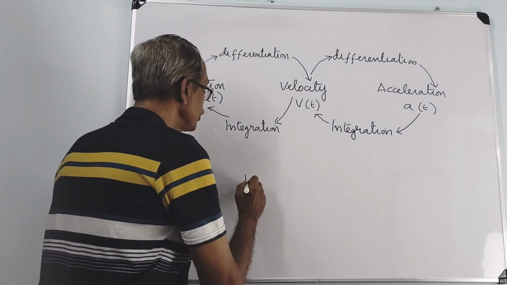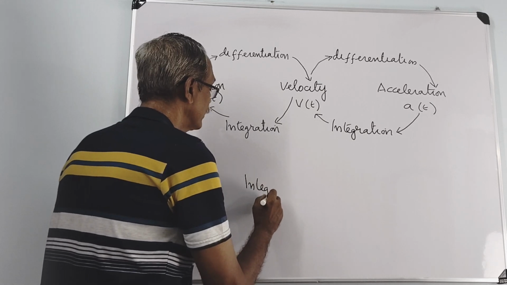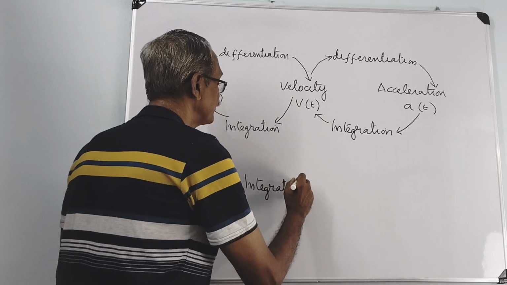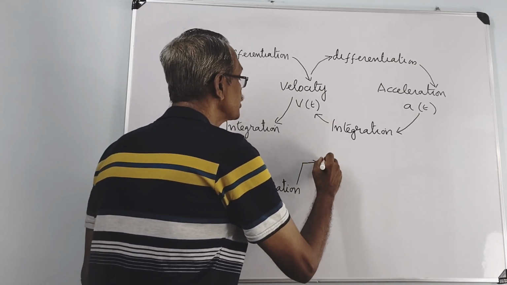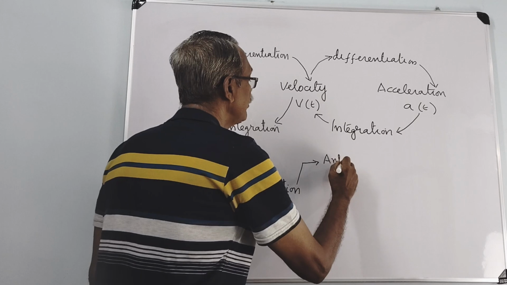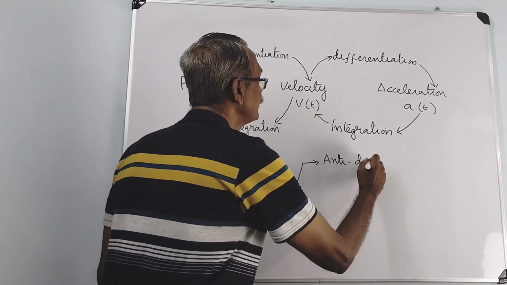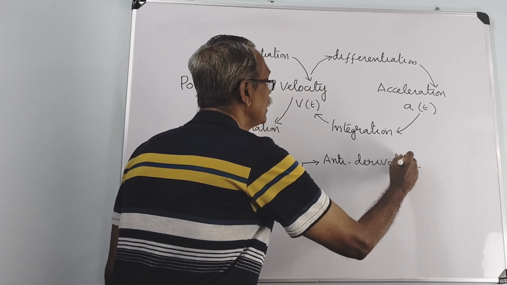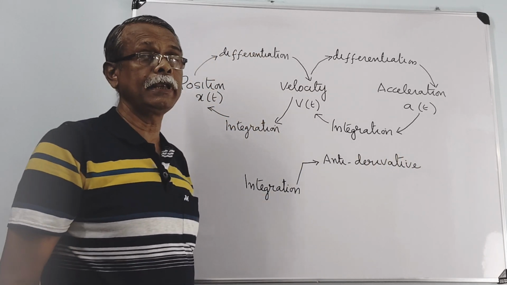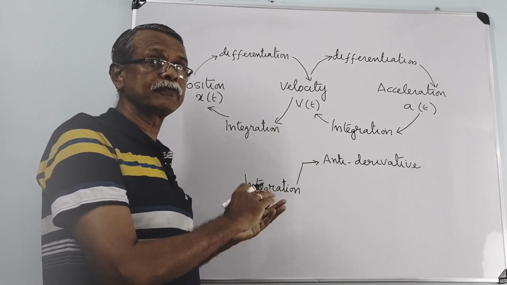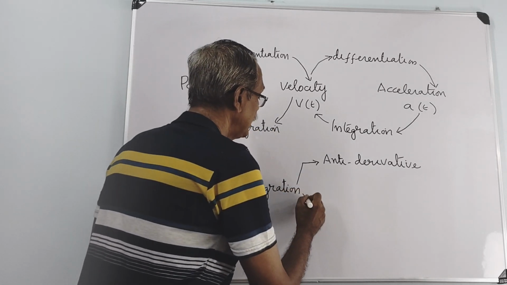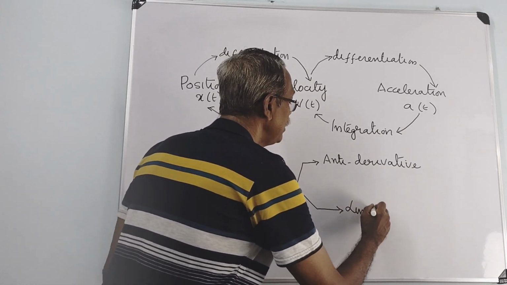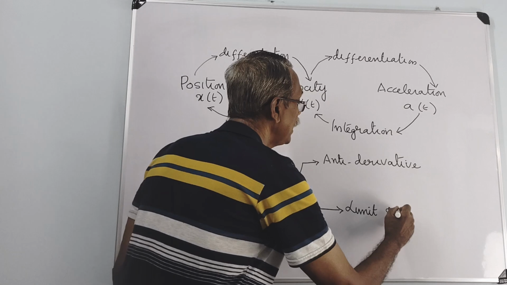Integration can be approached in two ways. Mathematically, integration can be approached in two ways. One, integration as an anti-derivative. That is, as the reverse process of taking derivative or differentiation. Integration is the reverse process of differentiation. Another is, it can also be considered as the limit of a sum.